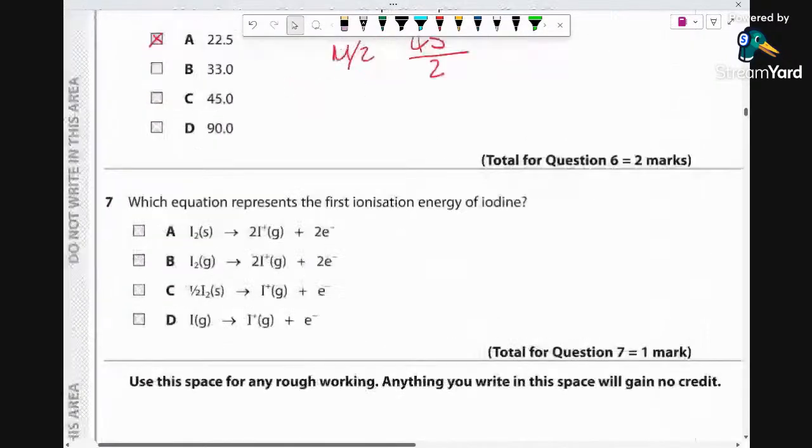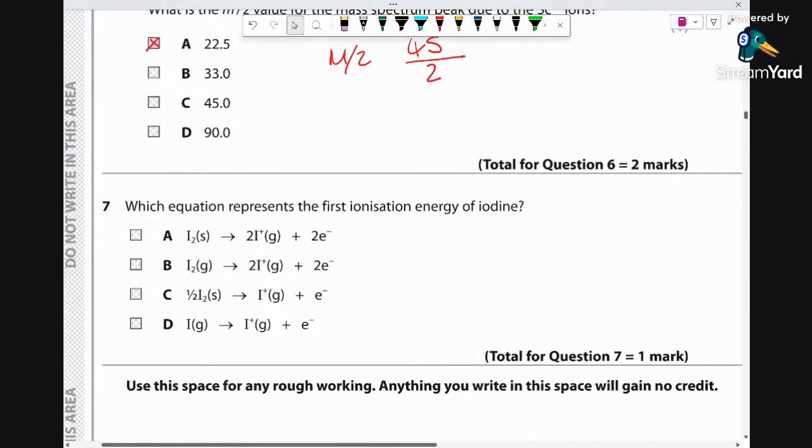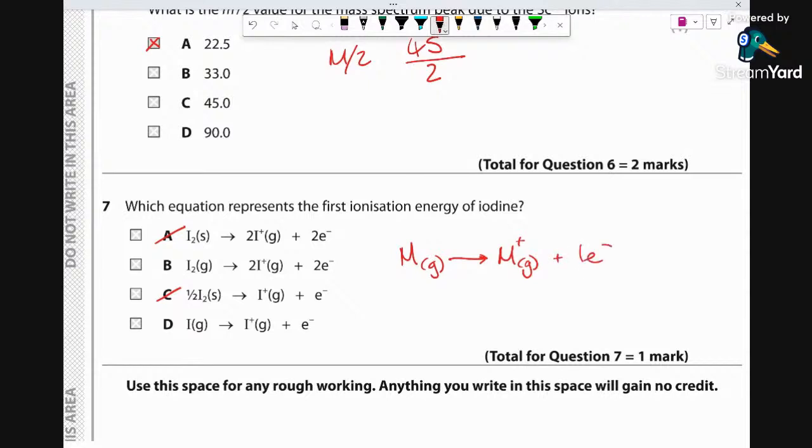Gotta love it. Which equation represents the first ionization energy of iodine? Okay, so in order to do this, the first thing to point out is symbols. In order to ionize, you have to be a gas. So that eliminates A, and that eliminates A and C instantaneously. That's just a nice thing to remember, that the general equation is M gas. You're going to remove an electron to form M plus as a gas plus 1 electron. So this is what I'm looking for.